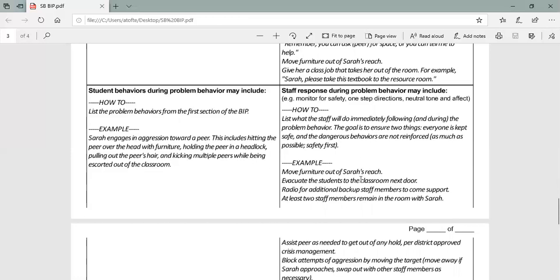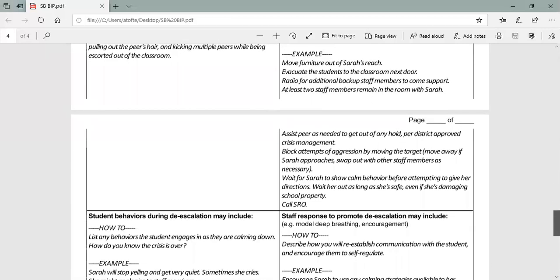So in this case, we're going to move all the furniture away from her. We're going to evacuate the students. We're going to get additional backup staff members in the room. We need at least two staff people in the room at all times with Sarah while everyone else is out. Assist as needed. Assist the peer to get out of any hold per district-approved crisis management, etc. So whatever you're going to do when the behaviors are in full swing.